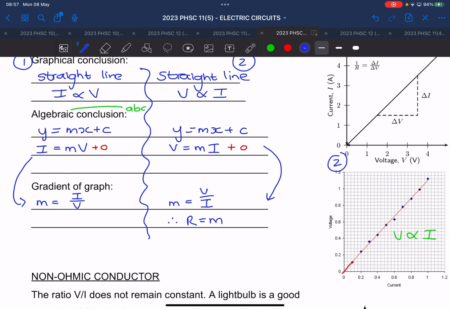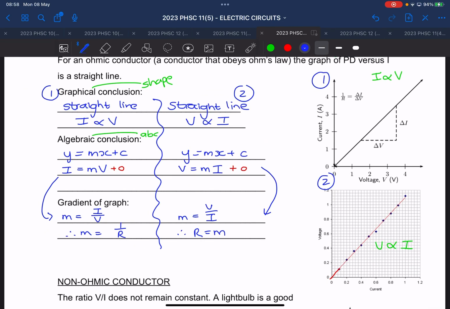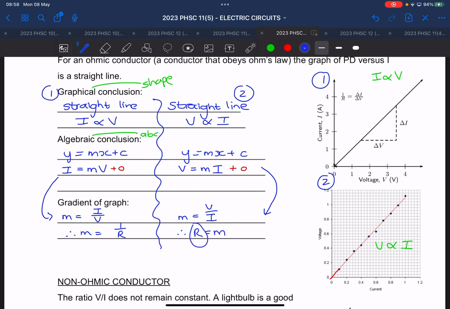So what will the other one be? The inverse. So here the gradient will be 1 over resistance. Okay, so this is what I want to highlight here. When they give you the graph, be careful. What does the gradient specifically in this graph give me? Does it give me resistance or does it give me 1 over resistance?